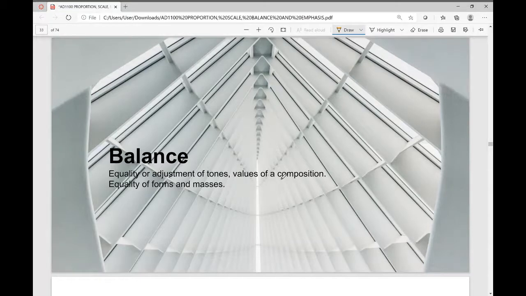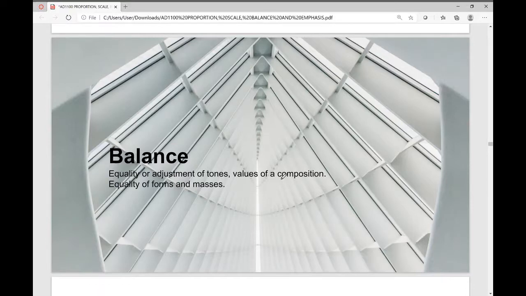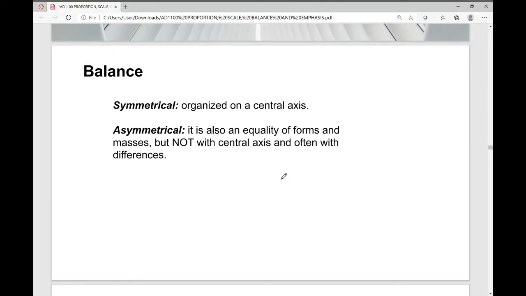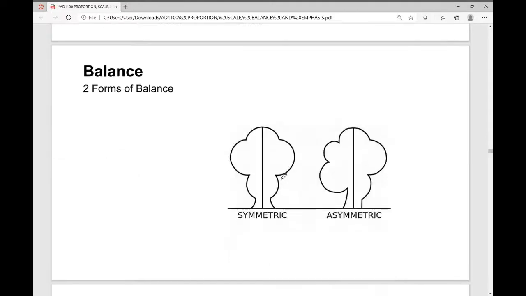So this is part three, your balance. It's the quality of adjustment of tones, value of a composition, and equality of forms and masses. So you have your symmetrical balance, organized on a central axis, and then asymmetrical, which is also an equality of forms and masses, but not with a central axis and often with differences. So this is how symmetrical balance plays out, and asymmetrical balance as well.